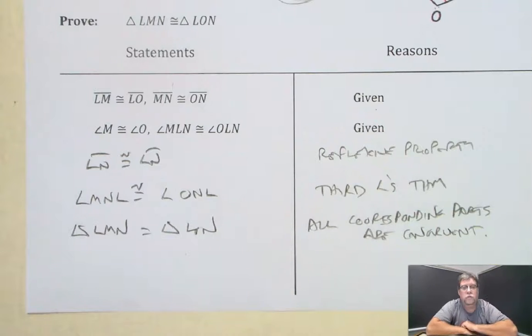Later on, we're going to have to prove triangles are congruent to show that some corresponding parts are congruent. That's something we call CPCTC. It sounds weird. It's coming up later on in another proof, and in another section. We will talk about that one at another time.